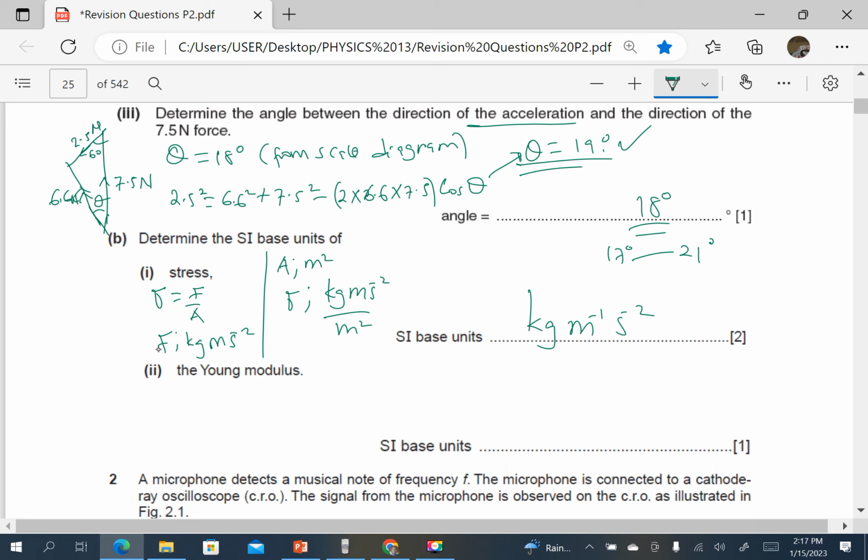Then Young modulus. Young modulus is stress over strain. Young modulus is equal to stress divided by strain. We know that strain has no units. And since strain has no units, it means the units of Young modulus are going to be the same as those of stress: kilogram per meter per second squared.